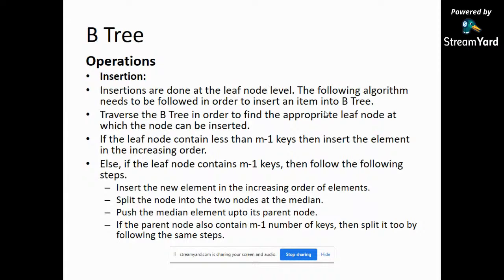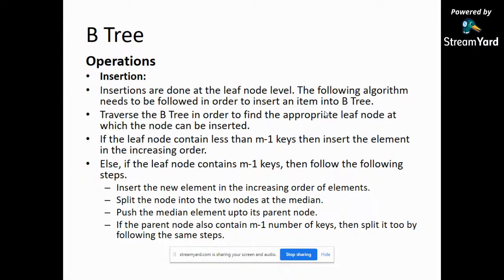And if this is not the case, if the leaf node already contains m minus 1 keys, then follow the following steps. If the leaf node already has 4 keys, we cannot insert the fifth one, so we have to follow further steps. Insert the new element in the increasing order of elements. So you already have 4 keys, insert the fifth key also in increasing order. After inserting, it will violate the property, because if the order of the tree is 5, there must be only 4 keys. Right now we have 5 keys.